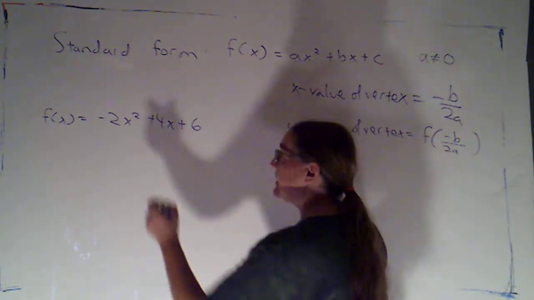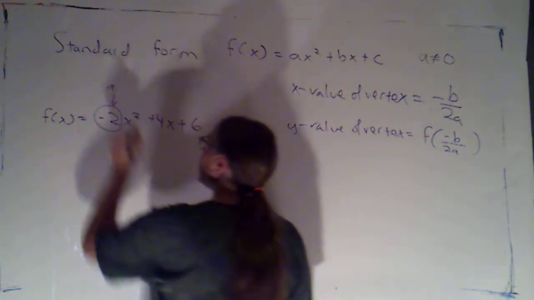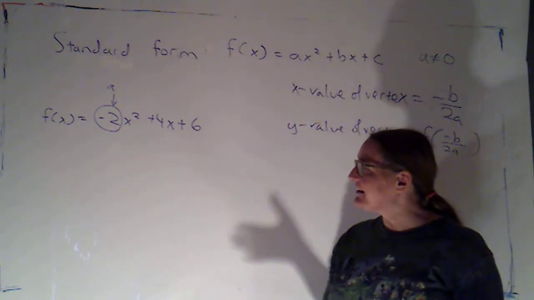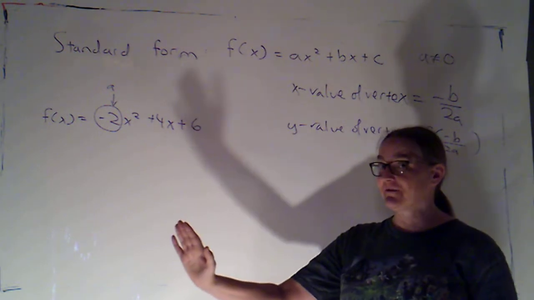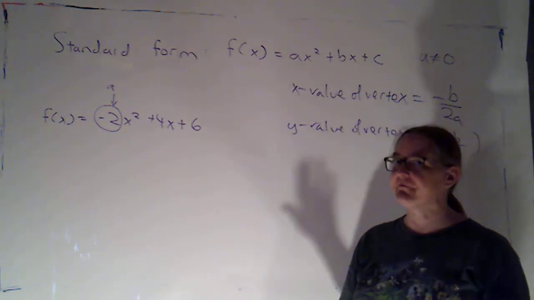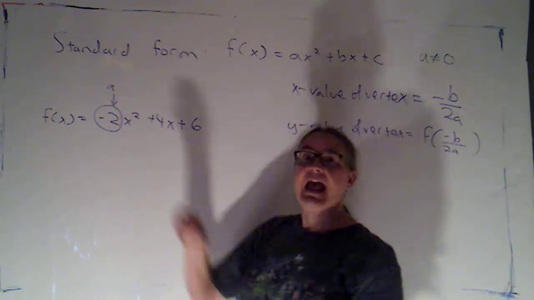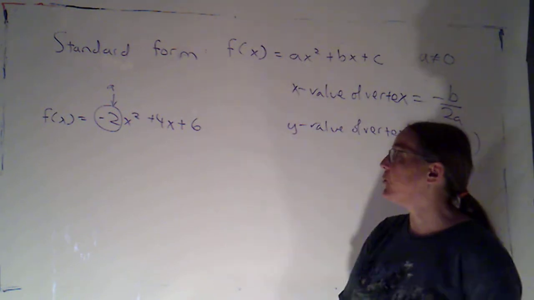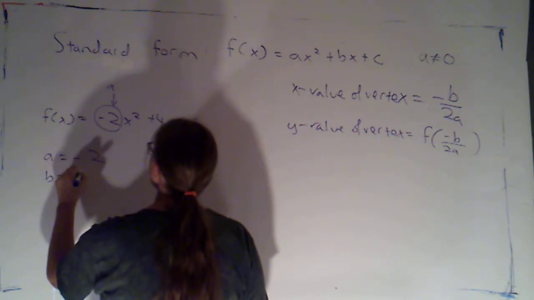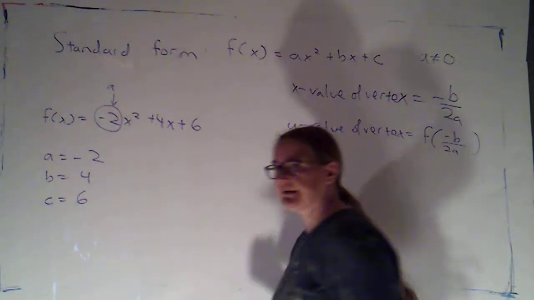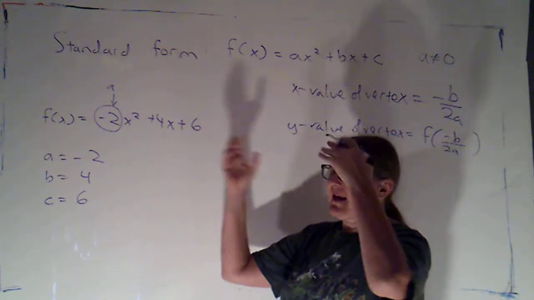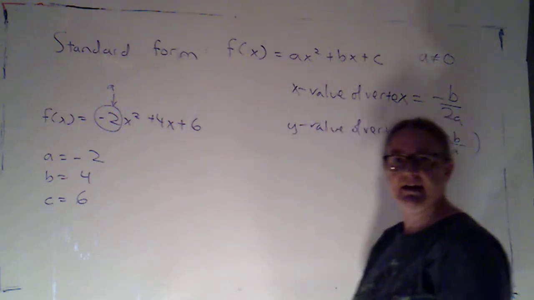I will point out that's my a right there. Because it's negative, I know we open down, because the a here is going to be the same a I would have in vertex form. So that means I'm taking my parent function and multiplying by negative 2. That does that vertical flip. So the sign of a is going to tell me whether my parabola opens up or down. All right, so I'm going to just write down a is negative 2, b is 4, c is 6. I often find it helpful to write that down so that I'm not trying to remember what a stands for, what b stands for, at the same time I'm doing calculations.